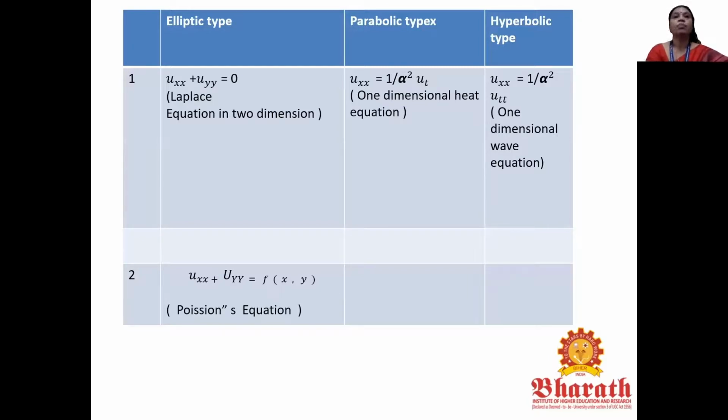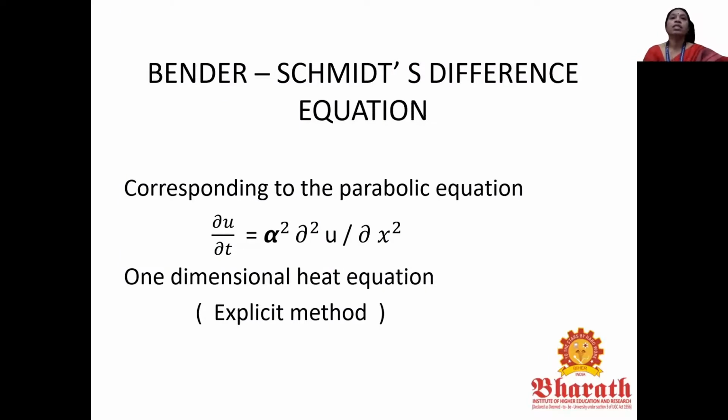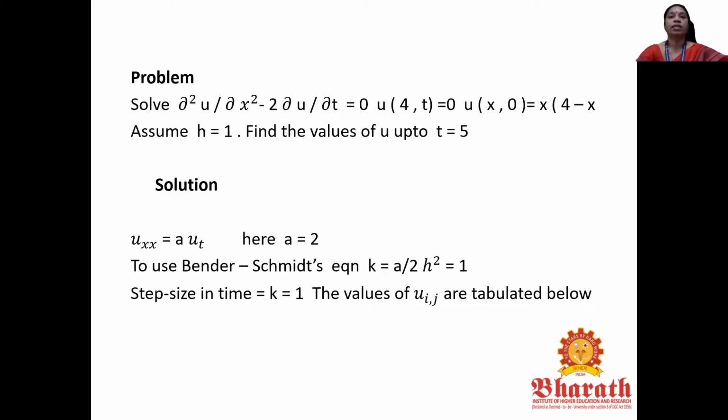Now the second case, the Poisson equation, will be U double X plus U double Y is equal to a function of X comma Y. So next is the Bender-Schmidt difference equation. Corresponding to the parabolic equation, dou U by dou T is equal to alpha square into dou square U by dou X square. This is the 1 dimensional heat equation, and here we are using the explicit method. So next we are going to deal with it through a problem.